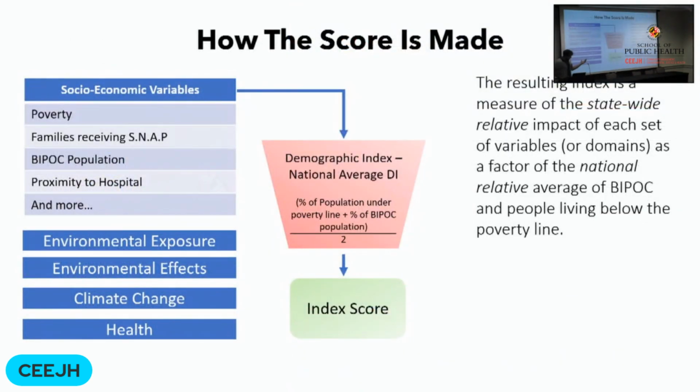So how is it made? The EJ score is a composite score. It's an index. Indices are kind of like a mix between art and science. They're a way to condense a large amount of information into a single score. When you do that, obviously you lose a lot of the nuance, right? We're losing a lot of the contextual information when we narrow it down.